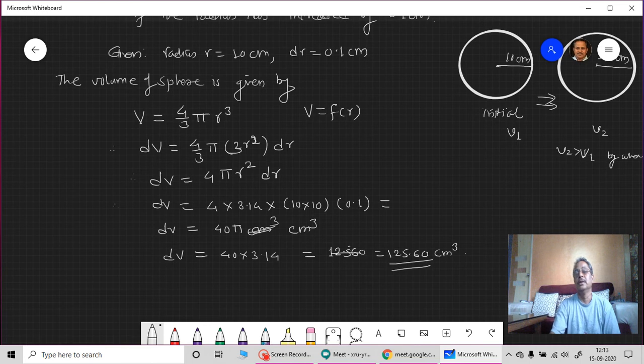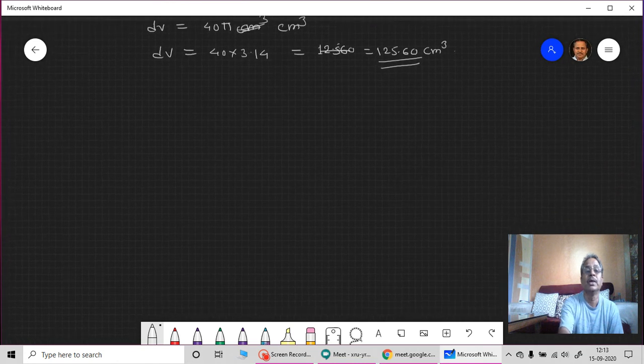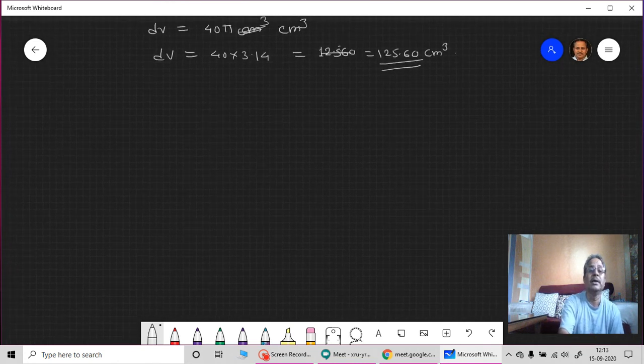So here I have seen this is the original sphere of radius 10 centimeters. Just by increasing the radius by 0.1 centimeter, that means a 1 millimeter increase, by heating, V2 becomes more than V1 by a volume of 125.60 centimeter cube. So one can understand that a large change in the volume will be observed by a very small change in the radius of the sphere by this given example. Okay, so that is our example number 9.